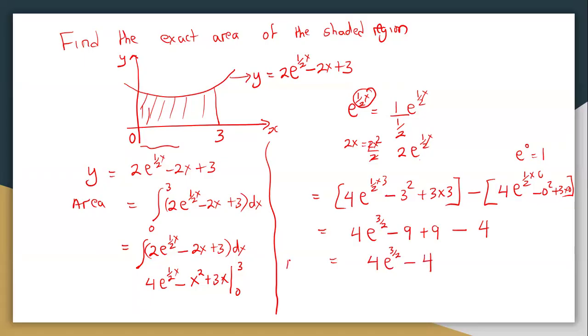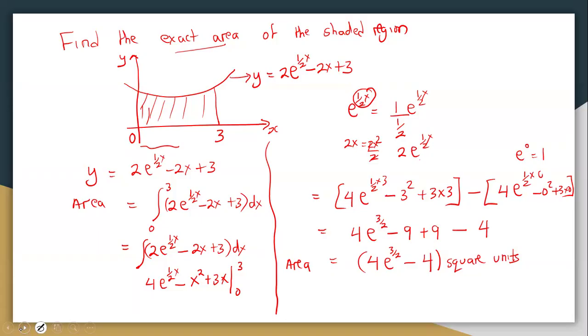And this is our area. Since they told us to give the exact area, we shall not go on and find what e^(3/2) is. So this will be our area, and we can just say square units. That is where you stop for that particular part.